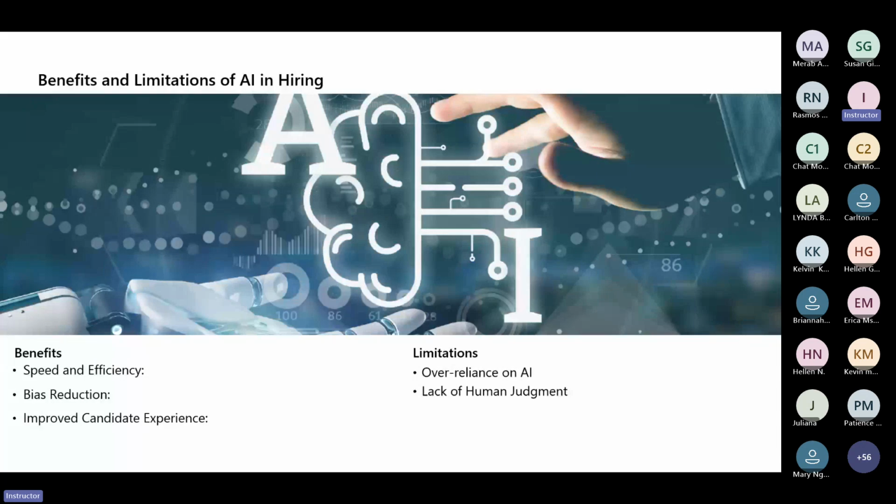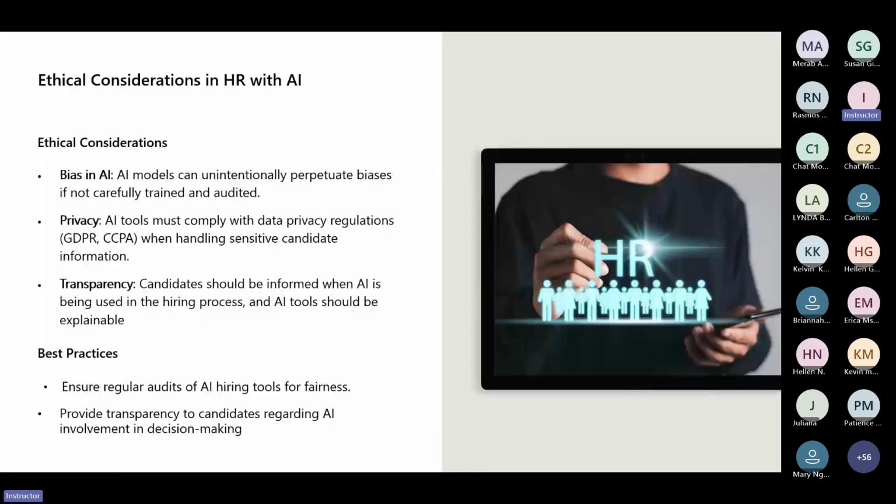So as powerful as AI is in transforming HR, we can't overlook the ethical responsibilities that come with using it. AI is only as fair and smart as the data and the people behind it. You see, if it is trained on biased data or used without oversight, it can unintentionally discriminate or violate privacy. So that's why we need to make sure that our AI tools are fair, secure, and transparent as well.